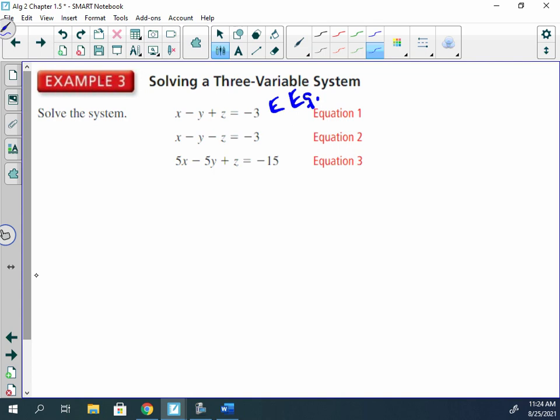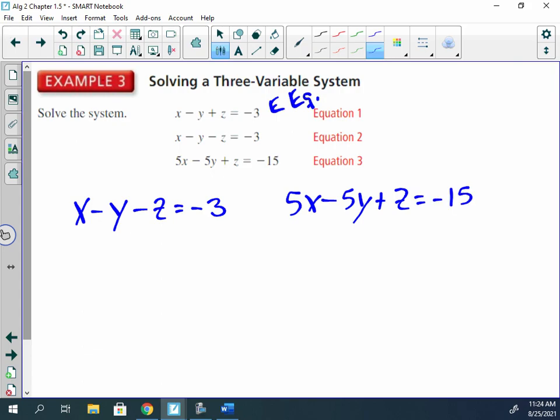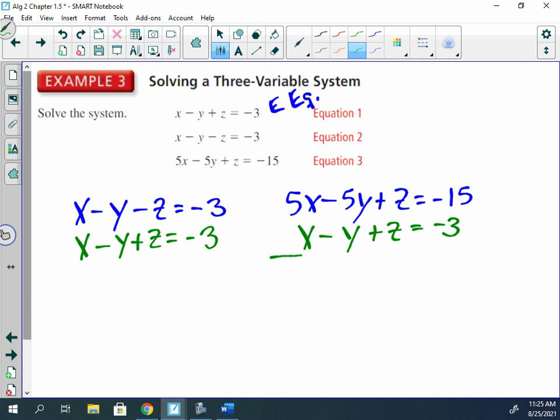Because what is z for all three? 1. That's even easier. Because we can say x minus y minus z equals negative 3 is one of them, 5x minus 5y plus z equals negative 15 is the other. Well, since z is already the same in all three, it's already 1, I don't have to change a thing. We can go on and throw them in.